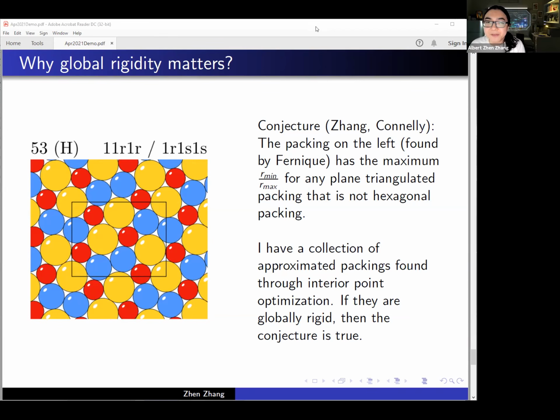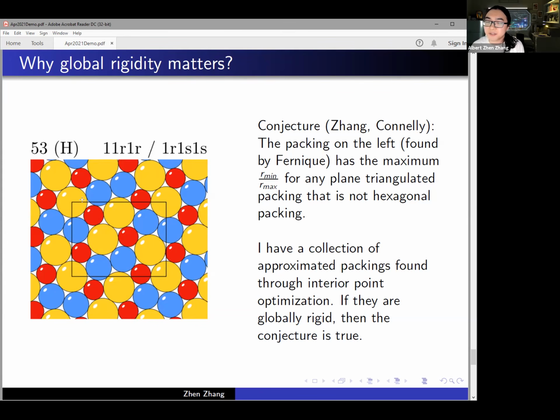And the reason I believe it's true is that I actually have a collection of finite packings, which I optimized through a computer with interior point method. And as far as I can see, they should be globally rigid, but I don't have a proof. And if they are, their uniformity is actually worse than this.